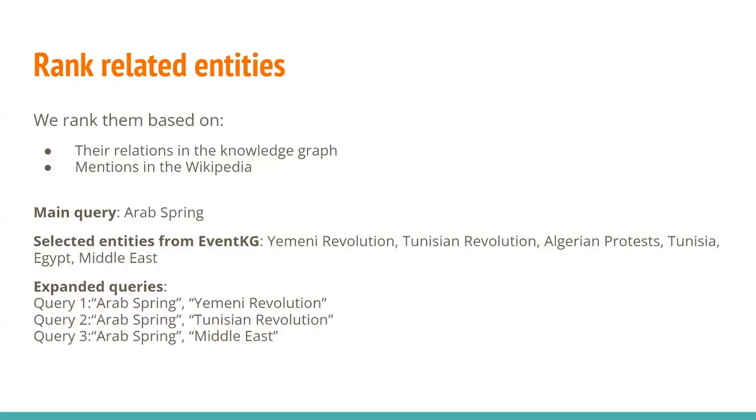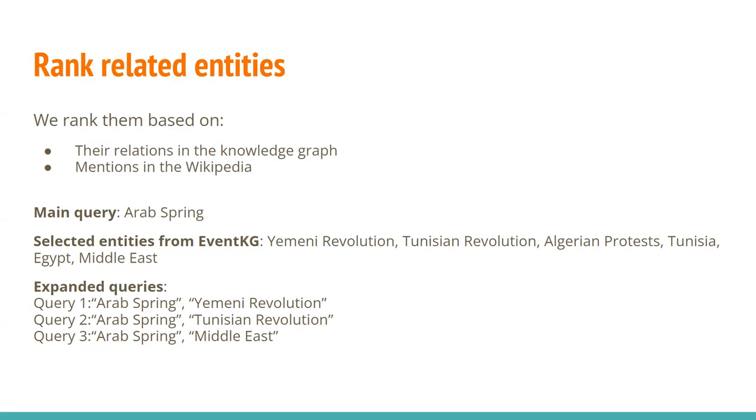After collecting all related information to a given event, we rank them to choose the most related ones. There are some approaches to rank this related information, such as using number of their relations in knowledge graphs, or number of times these two entities are mentioned in Wikipedia sentences. Let's take Arab Spring as an example again.